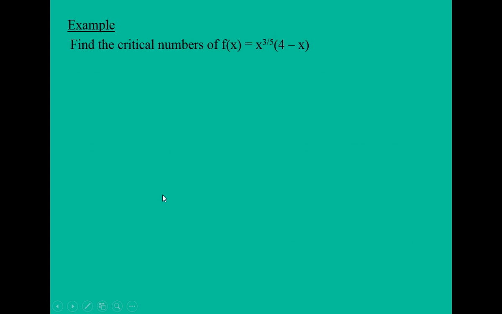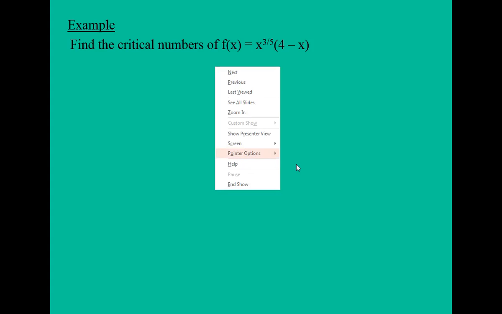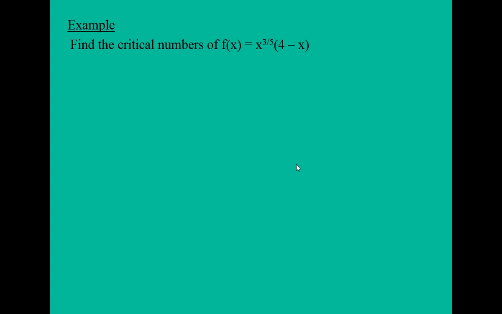Let's try this. Find the critical numbers of f of x equals x to the 3/5 times 4 minus x. We know that critical numbers can be found where f prime of x equals 0 or where f prime of x does not exist. So we need to find the derivative of this function and see if there's any place the derivative does not exist. I'm going to rewrite this function by multiplying this through. So we would get 4x to the 3/5 minus, now when we multiply these together, the exponent here is 1, or 5 over 5, we would add our exponents to get x to the 8/5.